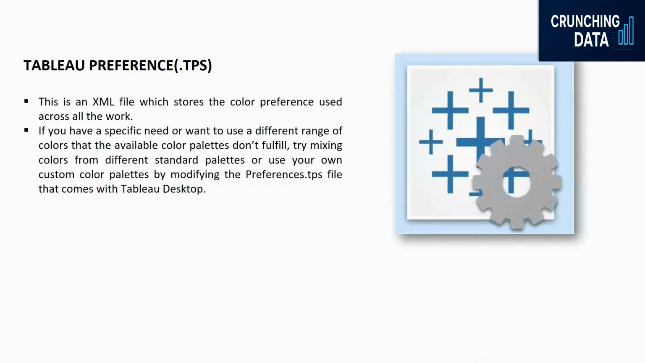The next one in the list is the Tableau preferences. It goes by the extension .tps. Suppose while working on some visualizations, you decide to create a color palette of your own choice. Now you want to save that color palette as a reference for your future visuals. This can be done by saving the file in the .tps format. This is the Tableau preference format, specially made for the custom visualizations color palette.